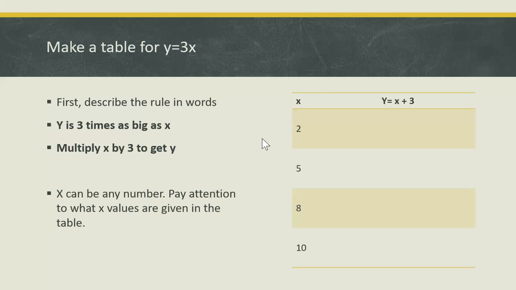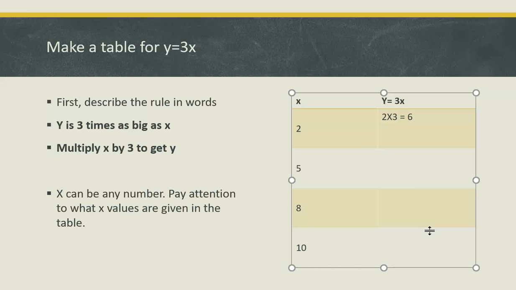Now, x can be any number. And in this assignment, we're going to fill in values for x for you. So make sure you pay attention to what value you are given in the table. Okay, so we're going to find y when x is 2. Again, my rule is 3x. In words, we said multiply x by 3 to get y. So I really need 2 times 3 equals 6. So y is 6.